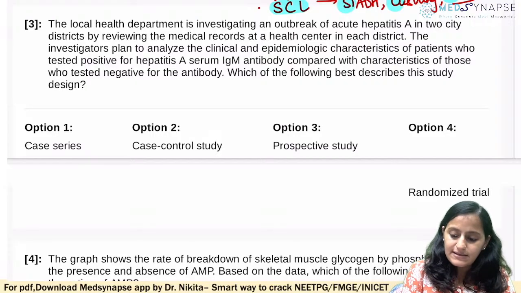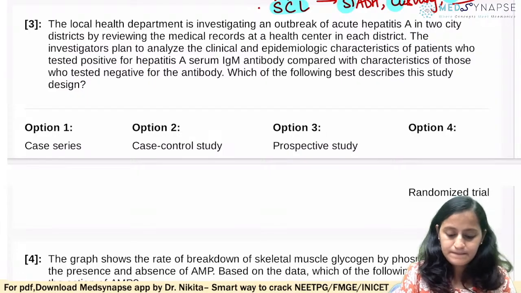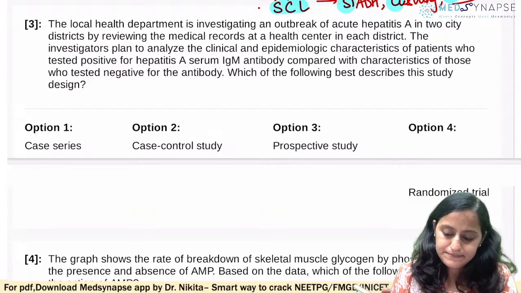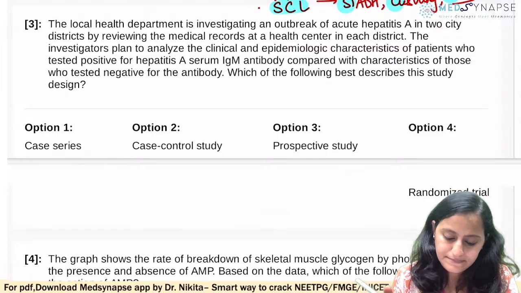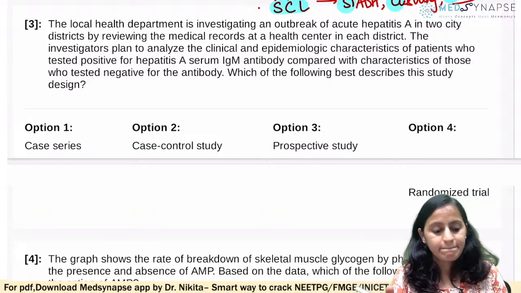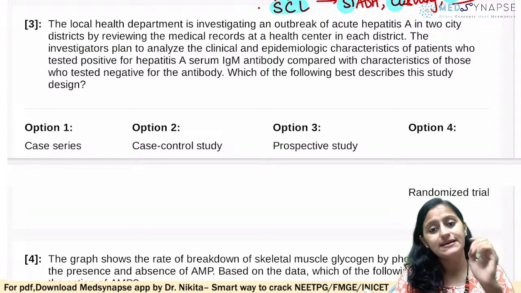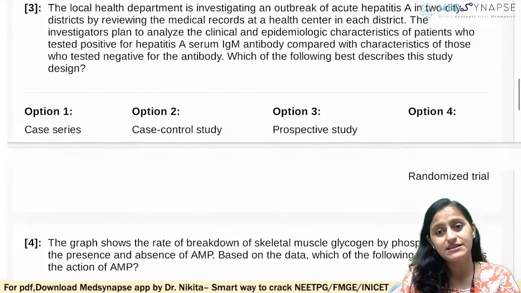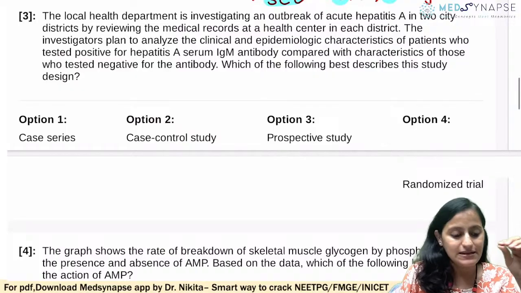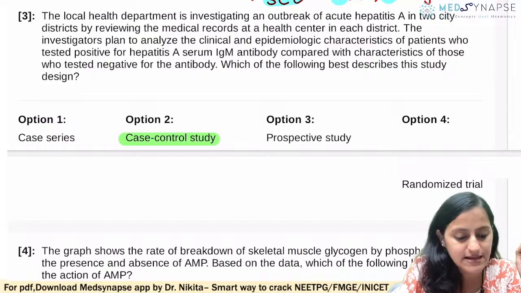What do you think is the answer to this one now? Is it a case series? Is it a case control study? Is it a prospective study? Or is it a randomized trial? Absolutely right. The correct answer here is a case control study.